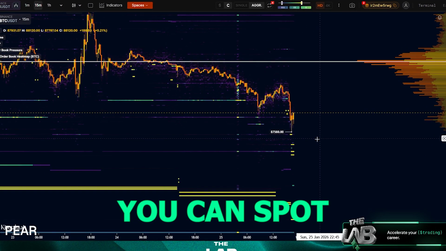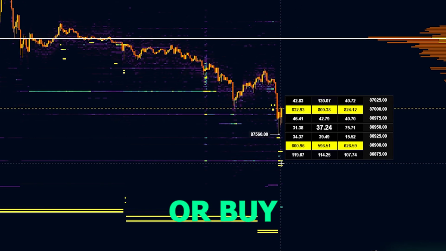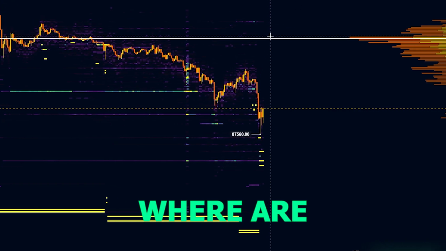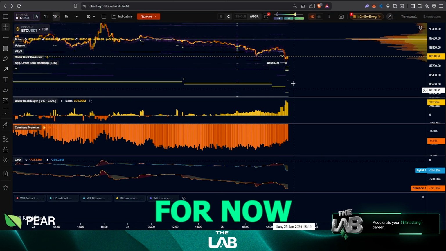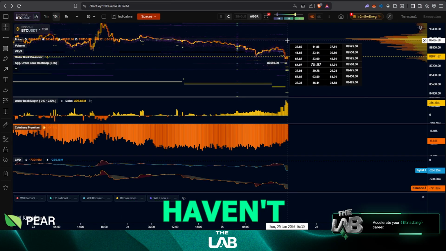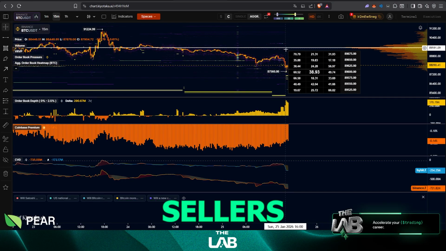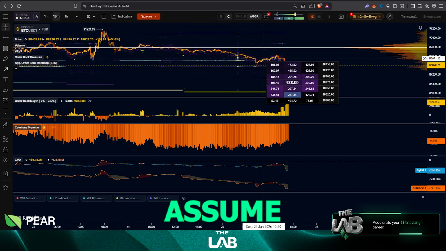Kiyotaka is just really slow tonight, so it could also be not completely accurate, but it seems quite fine. And then you can spot where people are interested to buy with passive orders, right? With limits. Where are asks, where are sells? And a pretty good metric is order book depth. For now, we came down, and it seems like asks haven't pulled up, so there are no passive sellers above. This is mostly driven by market selling, I would assume.